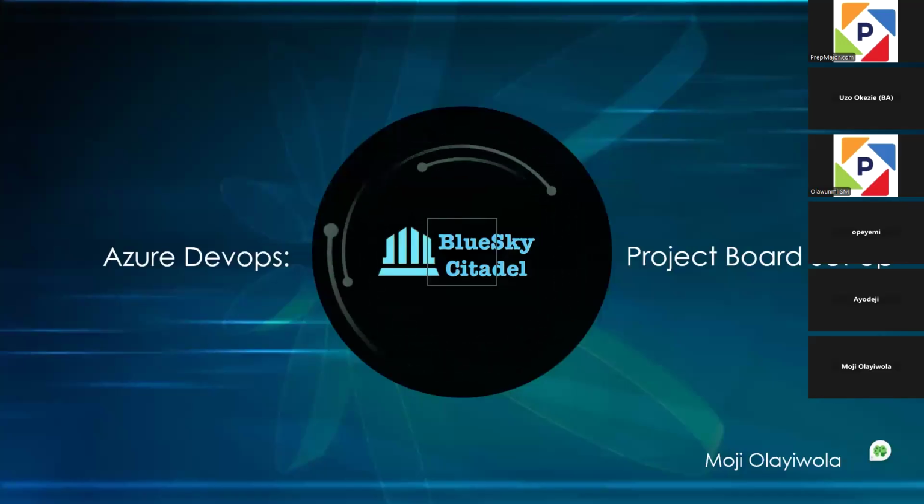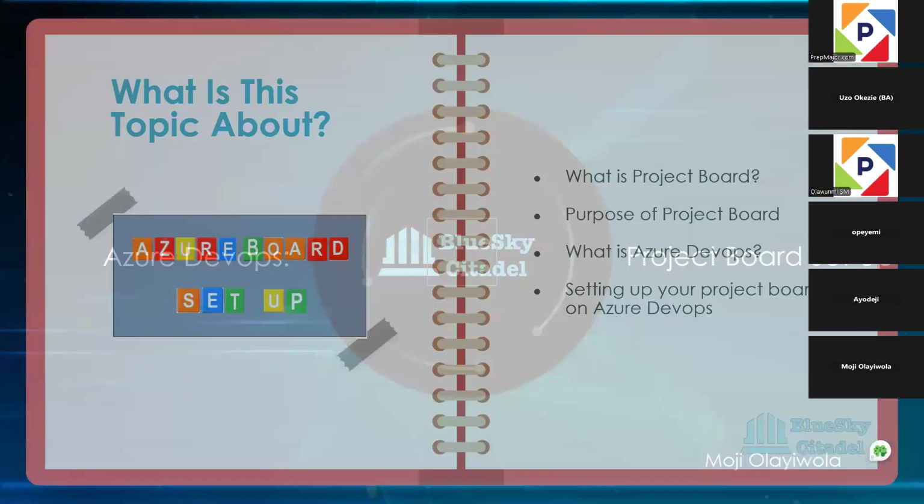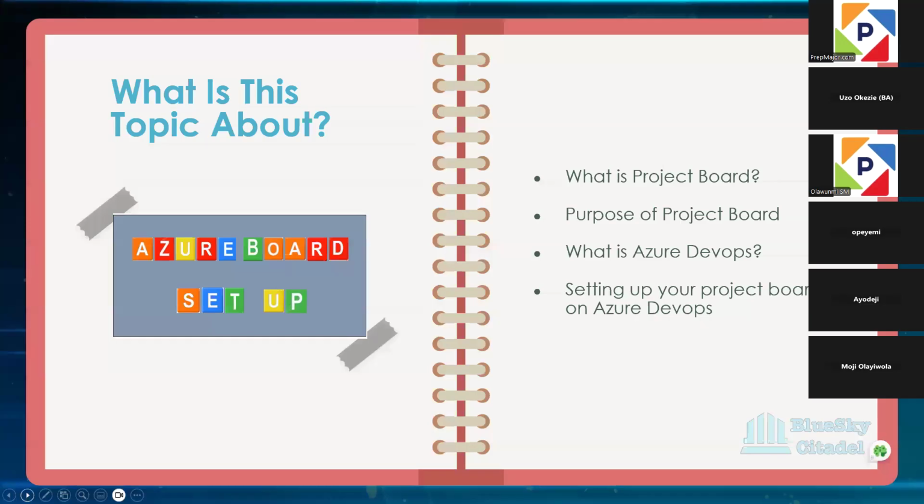Okay, so like I said, we're talking about setting up your project board. In this case, we're using Azure DevOps. We'll be looking at what a project board is, the purpose for it, why we need a project board, and what Azure DevOps itself is. Then we would go into the practical aspect of setting up a project board, just to show us how it is done.